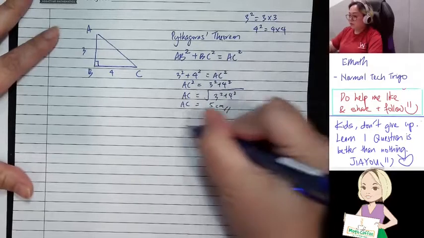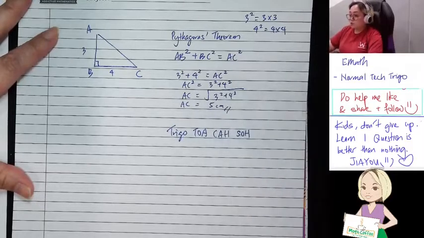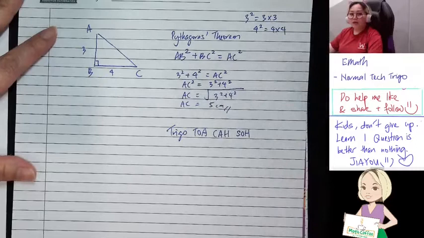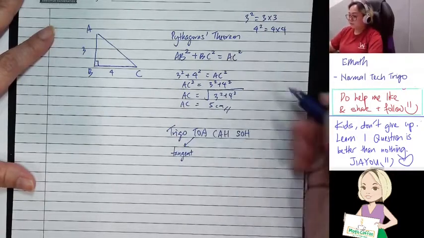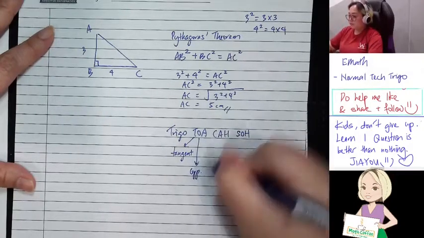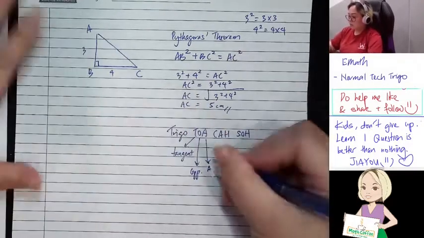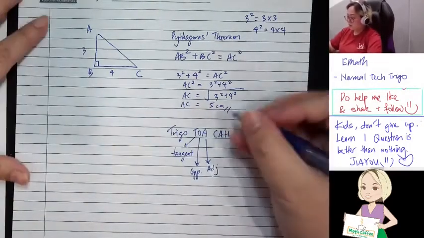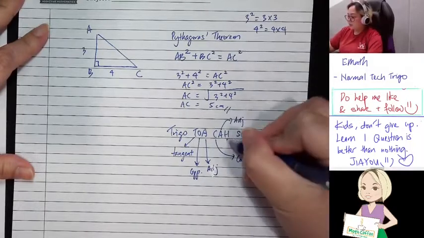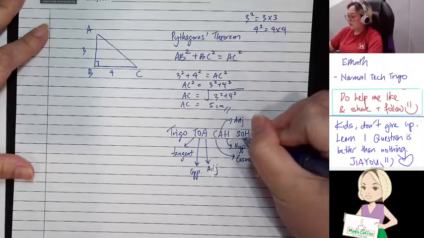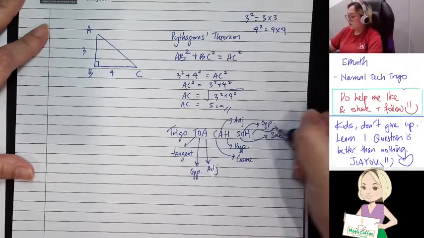Now I'm going to talk about the Trigo TOA CAH SOH. TOA, CAH, and SOH. There's no other spelling. It must be this spelling. The T represents tangent, O represents opposite, and A represents adjacent. The C represents cosine, the A represents adjacent, the H represents hypotenuse. The S represents sine, the O represents opposite, and the H represents hypotenuse.